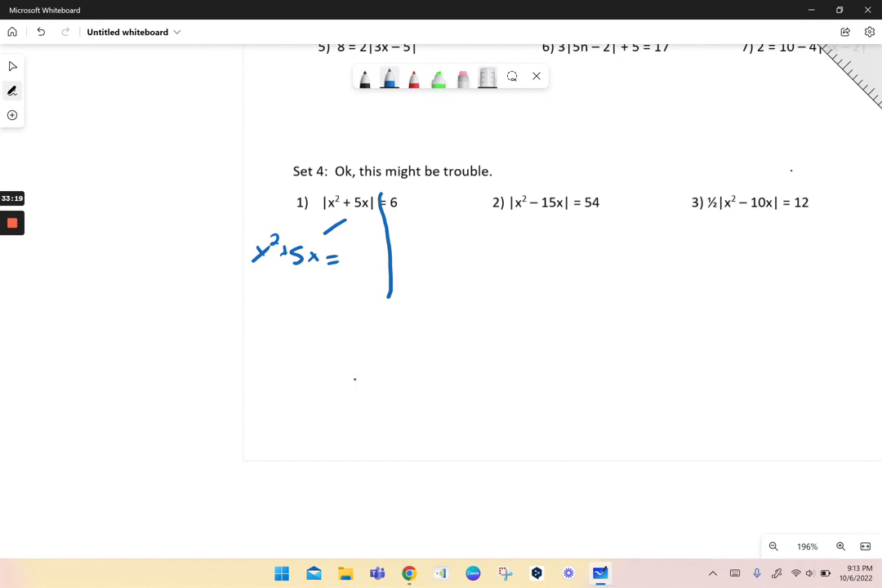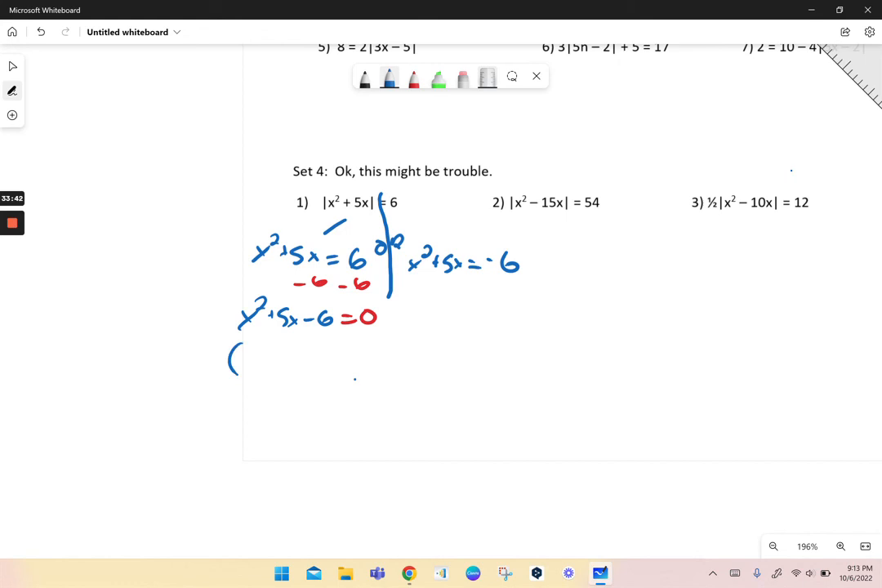X squared plus 5x could equal 6, or x squared plus 5x could be negative 6. We need to solve, and our first step is to make it equal to 0. So we're going to subtract 6 to make that happen. X squared plus 5x minus 6 is equal to 0. We're factoring to see what multiplies to make 0.